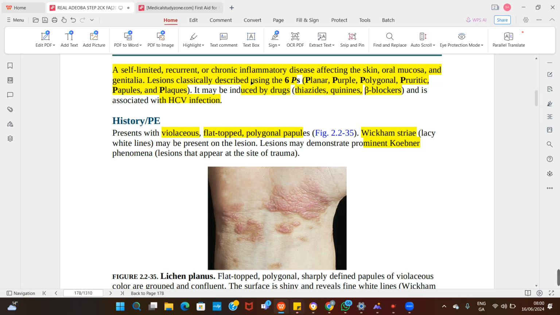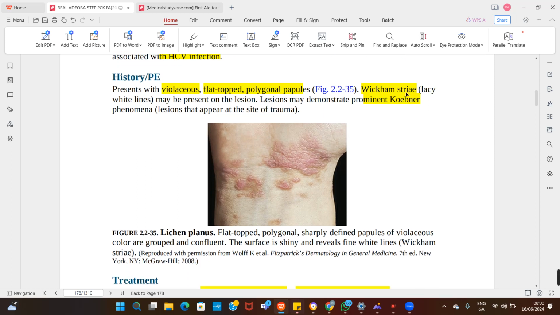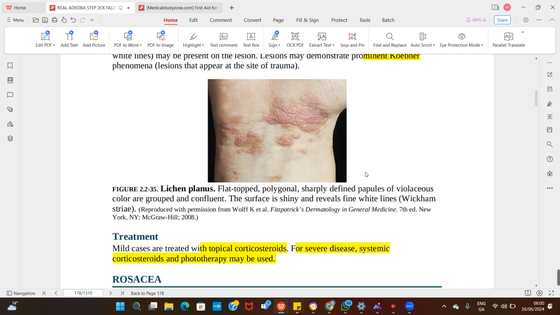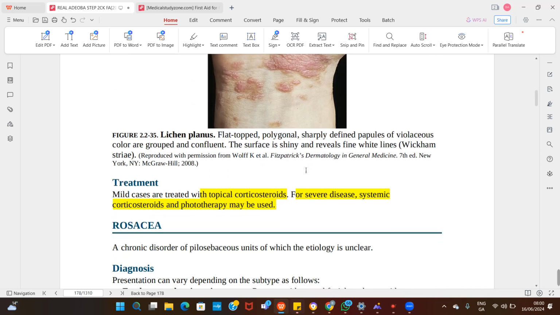And what are you going to see for the mucosal lesions? You are going to see white reticular lines, which you call the Wickham striae. Very important stuff. You see the Wickham striae, the lacy reticular white lines in the mucosa. So once it affects the mucosa, that is what you are going to see. It also shows the Koebner phenomenon, just like psoriasis. Once you apply trauma, you are going to see new lesions developing at that site of trauma. So these are the lesions, the papules and plaques forming within the flexural area of the wrist.